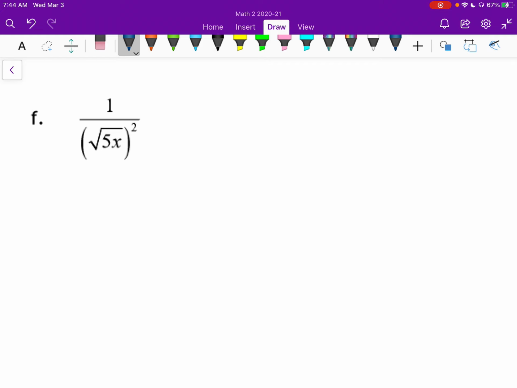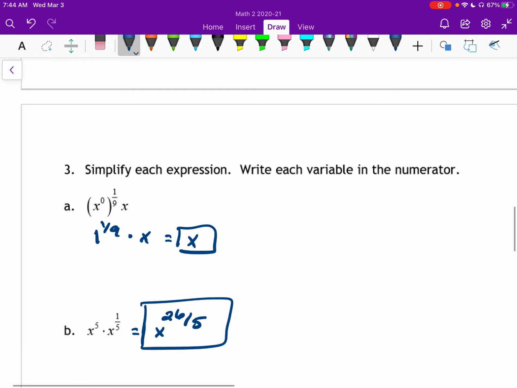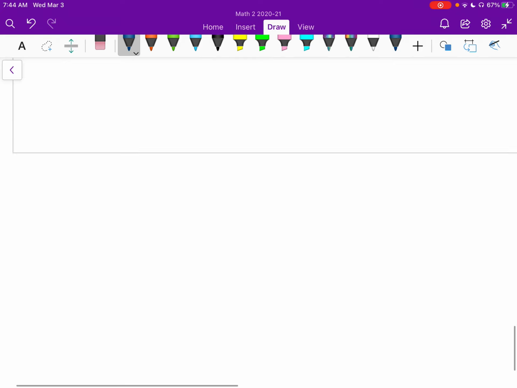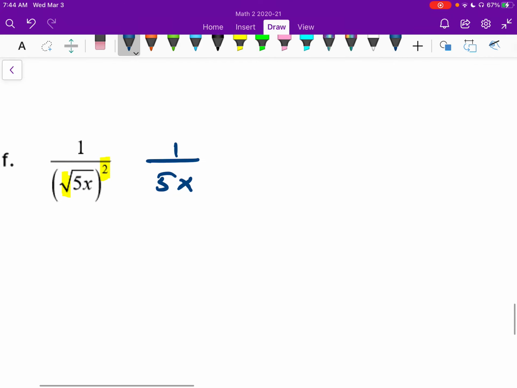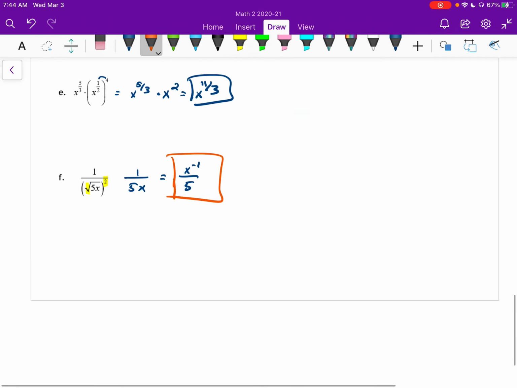Part F. Well, this one's kind of a trick. We have a square root here, squared, so they're just going to go away. So this will be 1 over 5x. And what did it tell us to do? It said, write each variable in the numerator. Well, 5 is not a variable, so we're going to leave it where it is, but the x is. So this will be x to the negative 1 over 5. The negative 1 tells us that it flipped to the other side. And there we are.